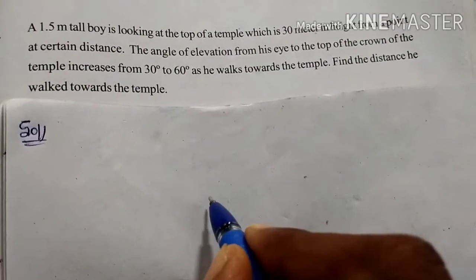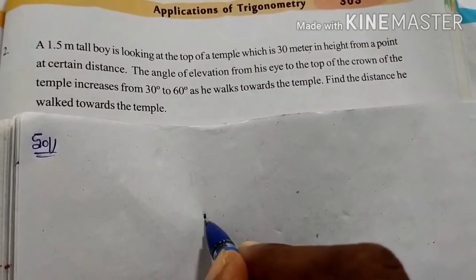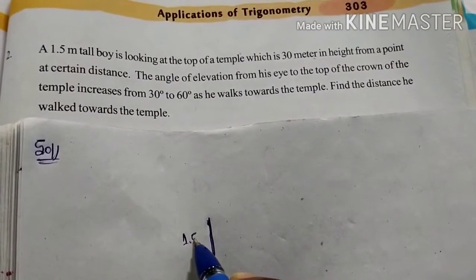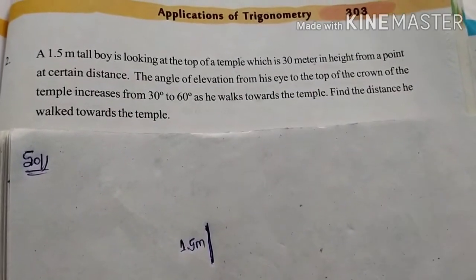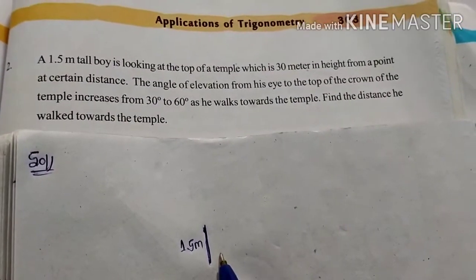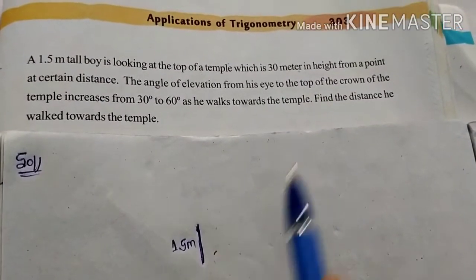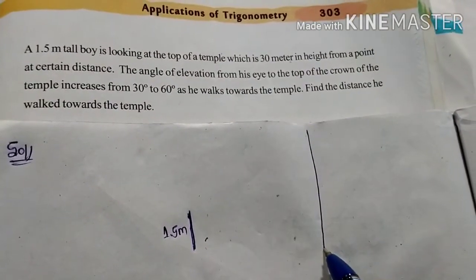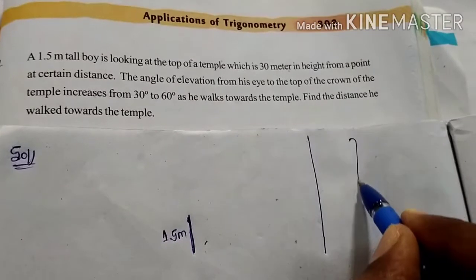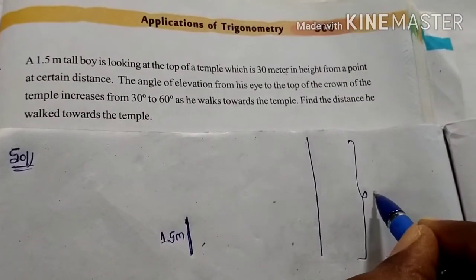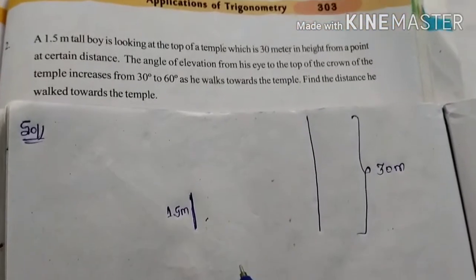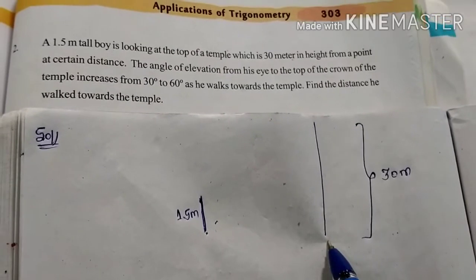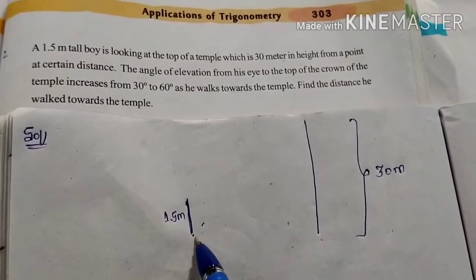See here, for example, this is the height of the boy. Height of the boy is 1.5 meters. A 1.5 meter tall boy is looking at the top of the temple, which is 30 meters in height. That means the temple's height is 30 meters. This should be the boy's side, and this is the temple height on the same ground.